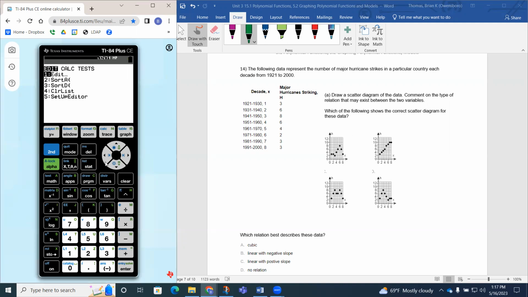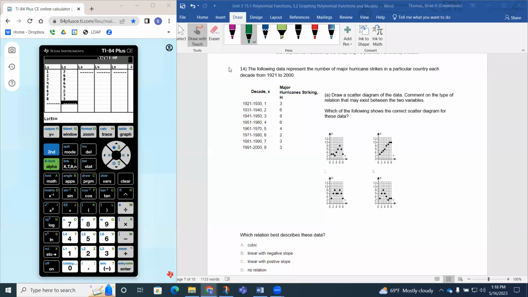So it's stat and then go over to edit. We can go up and clear, come down, go over, go up and clear and come down. So the X's are going to be the 1 through 8, and then the Y's are going to be the hurricane strikes. So I'll pause for a second. Now I've got the data entered into the calculator. It looks like I've got it okay there.